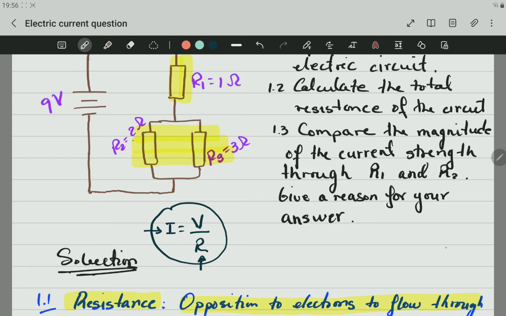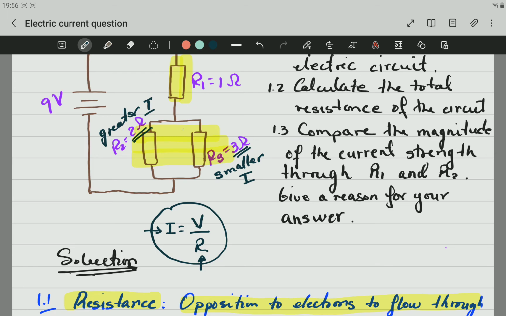So in this case, we have 2 and we have 3. So this one that has greater resistance has a smaller current. I'm going to write it in symbols. This one that has less resistance has a greater current. That is all they ask. And now they say explain, which is what we say: the current is inversely proportional to the resistance.